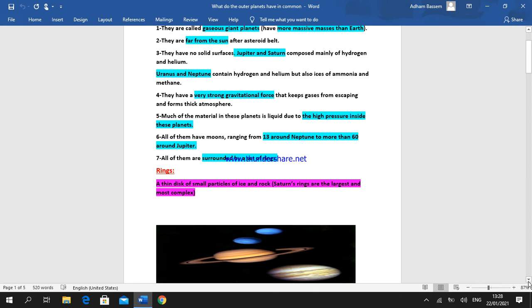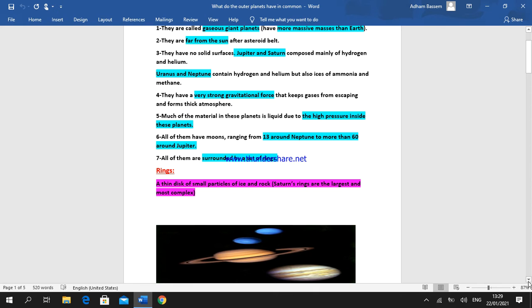Again, the outer planets are called gaseous giant planets because they have no solid surface, but their surfaces are composed mainly of gases. Jupiter and Saturn are composed mainly of hydrogen and helium, but Uranus and Neptune contain hydrogen and helium, but also ices of ammonia gas and methane gas.